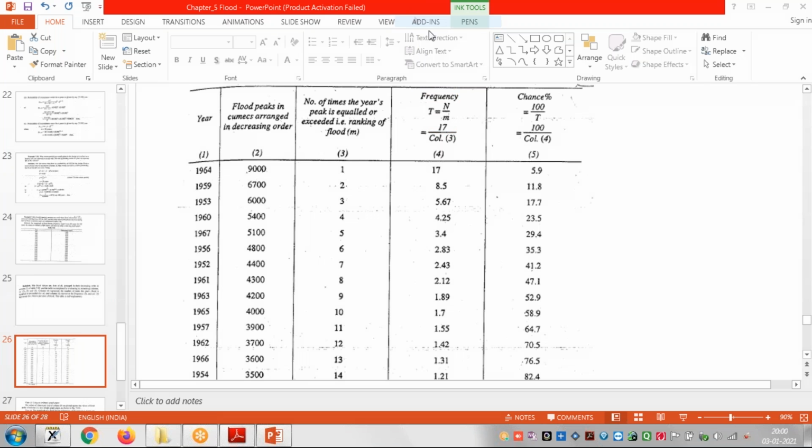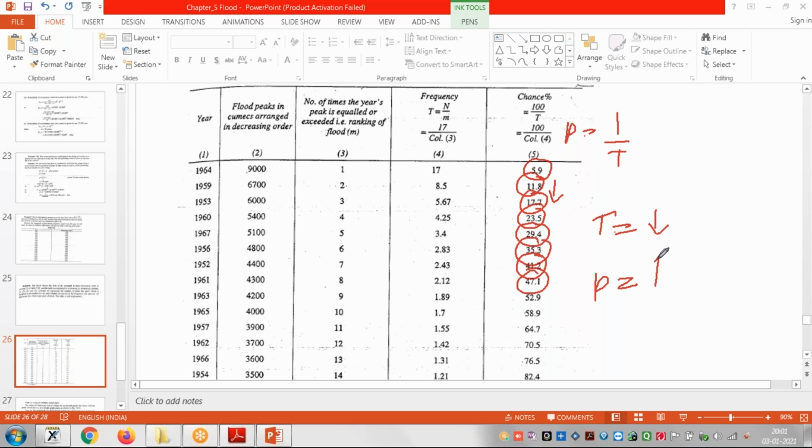So obviously we know that the flood which has the highest discharge value, or Q value, its chances will be less, right? So simply we can say the probability P will be equal to 1 upon T, right? The probability will be very small for that. As we go down, the probability increases. As the T value is decreasing, going down, the P value is increasing, right?